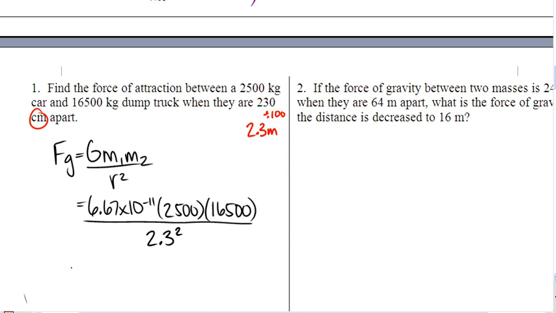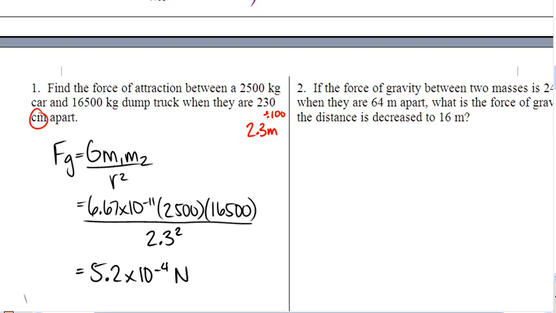And I'll let you go ahead and type all that in your calculator to confirm. But the number you're going to get, 5.2 times 10 to the negative 4. All forces measured in newtons.